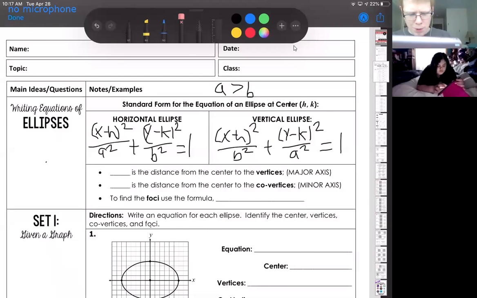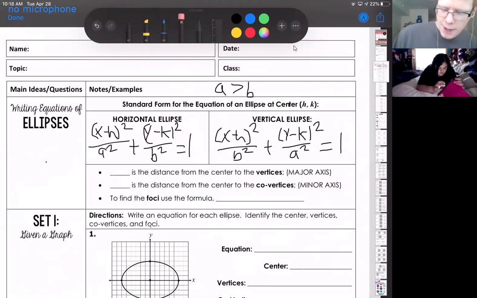All right, so welcome to day 2 of ellipses. Essentially what we're going to be doing today is going from a graph to an equation, so kind of the reverse of what we saw yesterday.